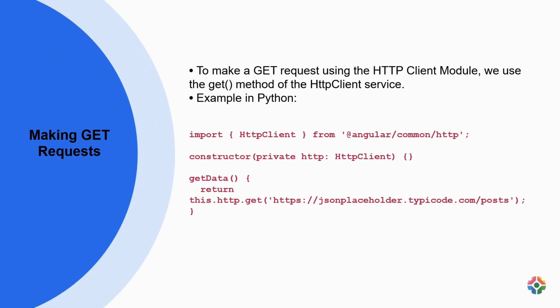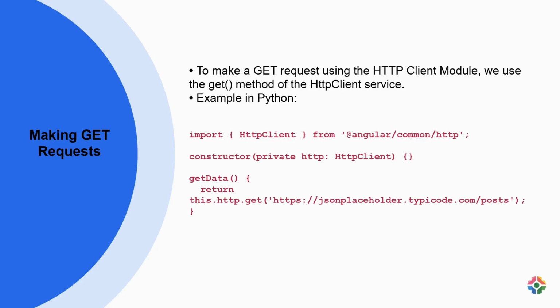To perform a GET request using the HttpClient module, you can utilize the GET method of the HttpClient service. In Angular with TypeScript, an instance of HttpClient is injected into a service or component. By calling the GET method on this instance, you can send a GET request to the specified URL.